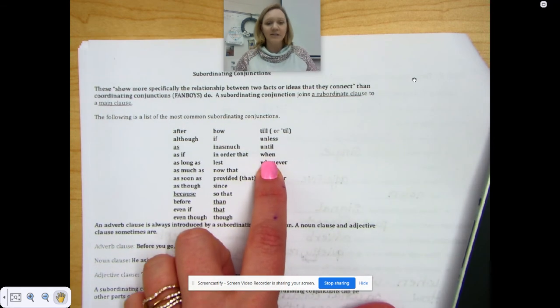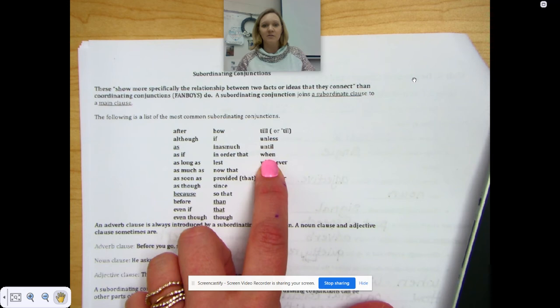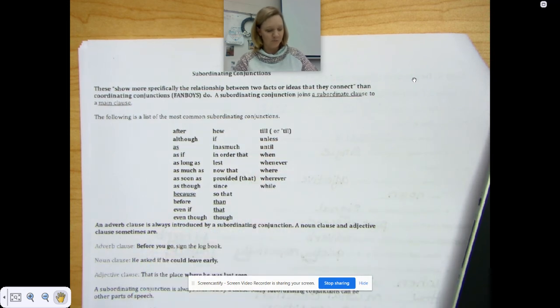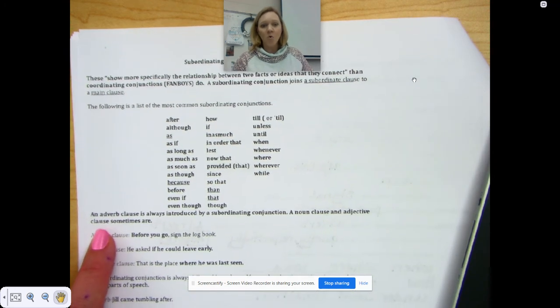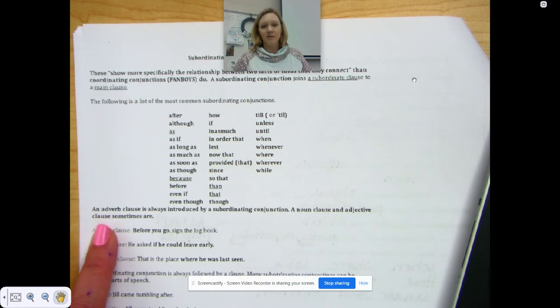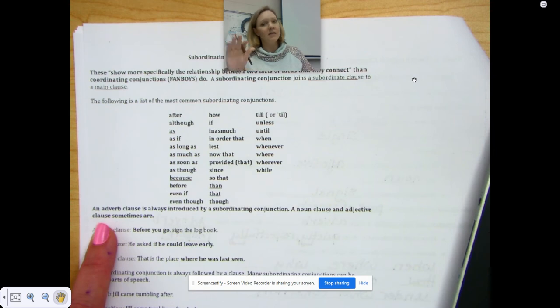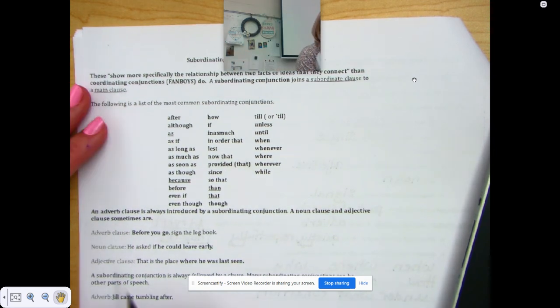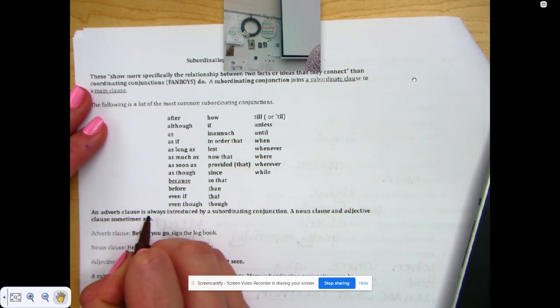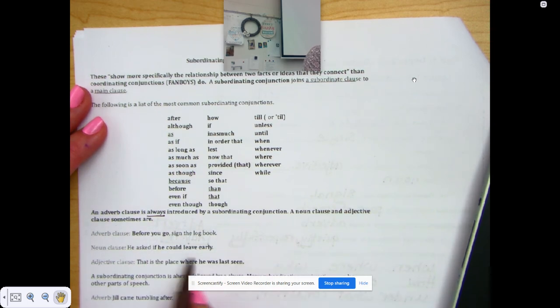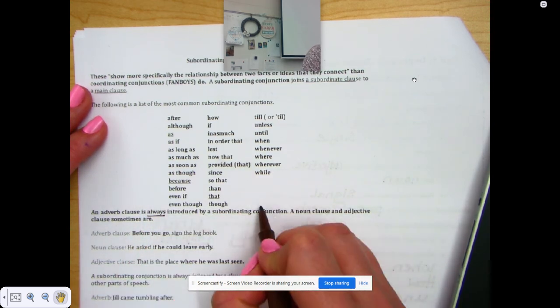Notice that in that example about Mr. Eating and the bagels, there's the when, right? So that's a subordinating conjunction. Okay, and there are a bunch of others here. Now, an adverb clause is always introduced by a subordinating conjunction. Noun clauses and adjective clauses sometimes are, but an adverb clause is always introduced by one of these subordinating conjunctions.